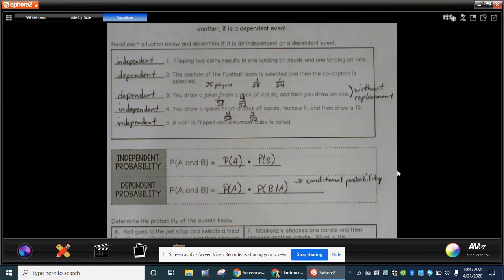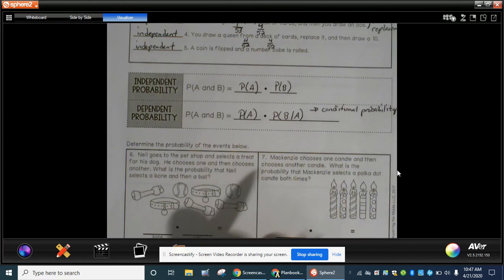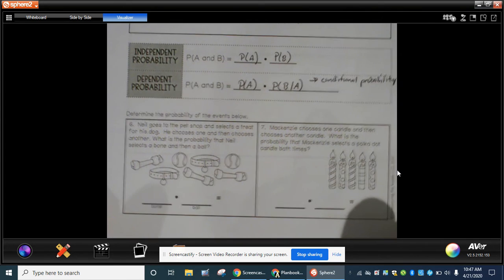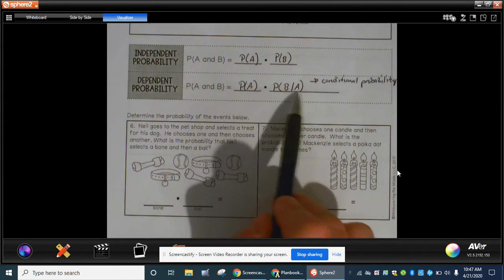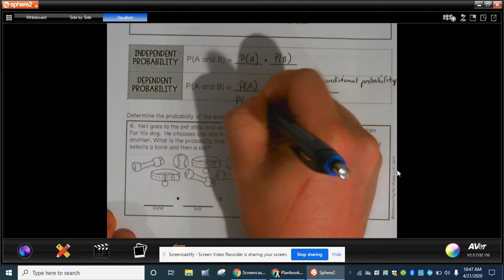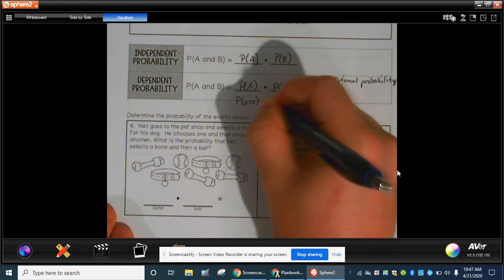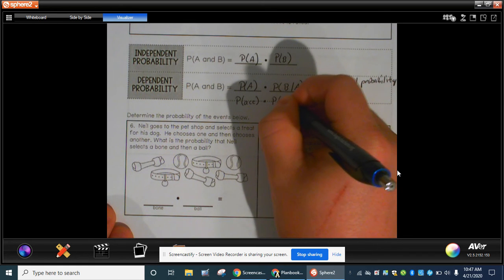So what this is going to look like, and then we're going to do 6 and 7 here, that way we can see an example of that. For example, for a deck of cards, the probability of an ace times the probability of another ace.